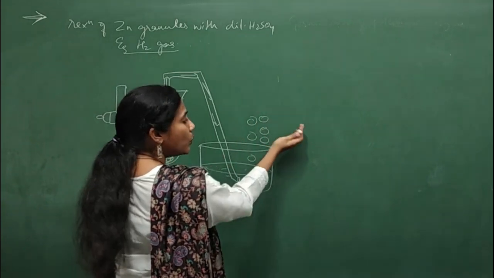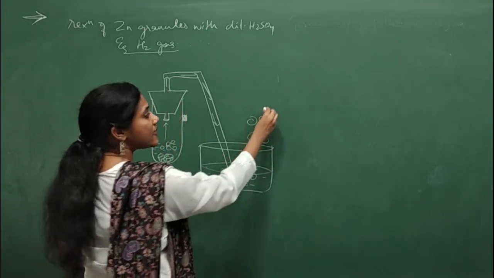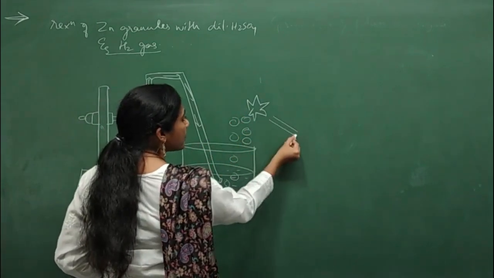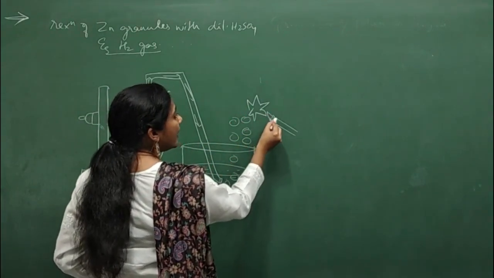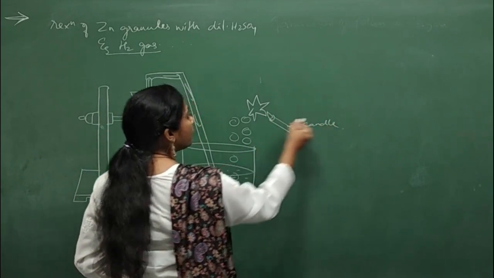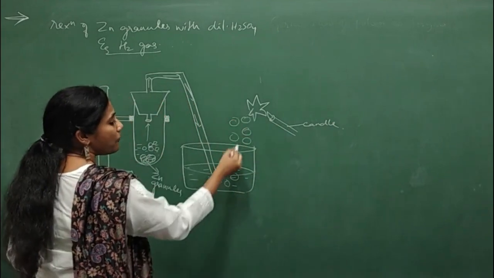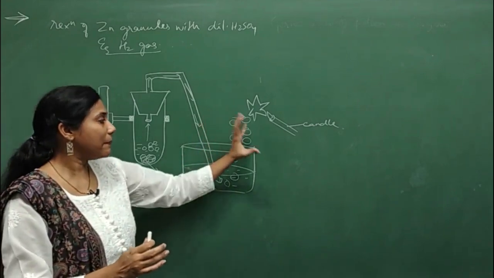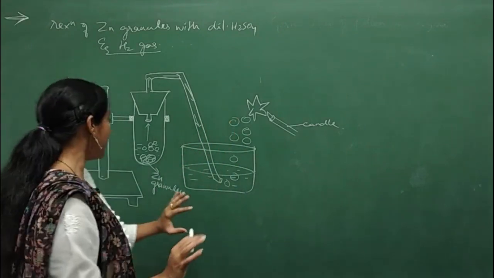The moment you hold a candle to these bubbles, you will observe fire. So when do you observe fire? When you hold a candle, this is the candle with flame. This is the fire burning. The hydrogen bubbles are getting burst.